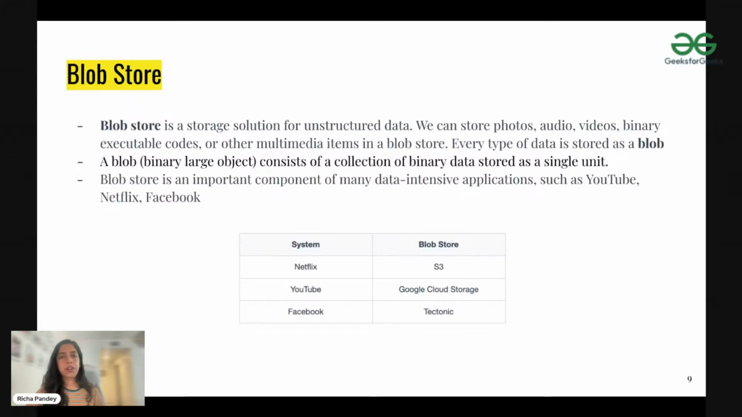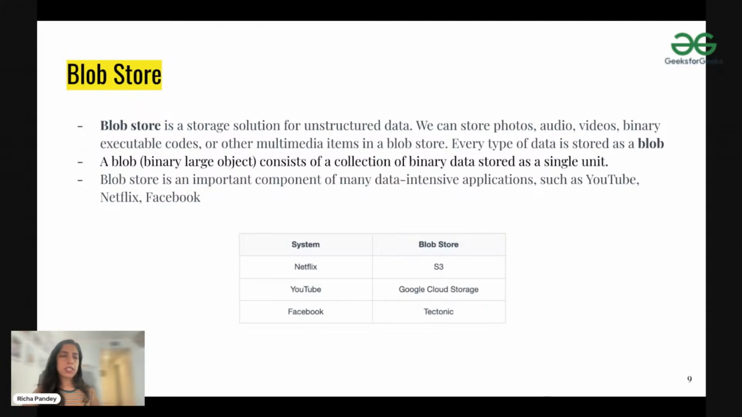It's also an important component of many data-intensive applications such as YouTube, Netflix, Facebook. So you can imagine all of these applications have a huge scale of unstructured data, photos, audios, videos, anything. All of these are stored in a blob store. A blob store here can be anything. Either they can have in-house storage, or they can use a third party cloud storage to store all these blobs.